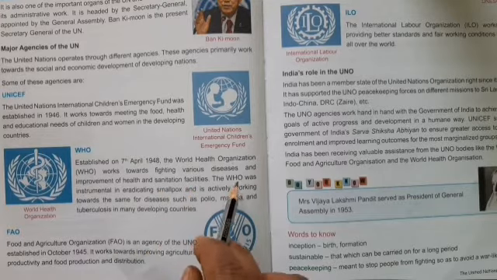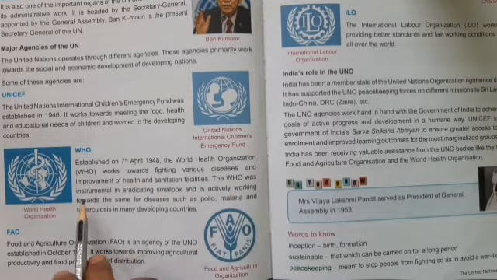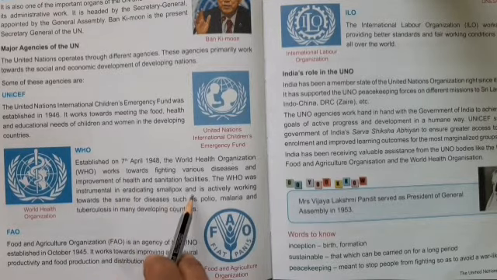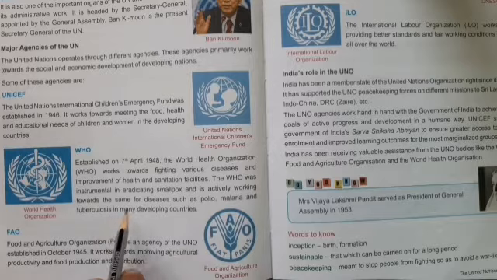The WHO was instrumental in eradicating smallpox and is actively working towards the same for diseases such as polio, malaria and tuberculosis in many developing countries.